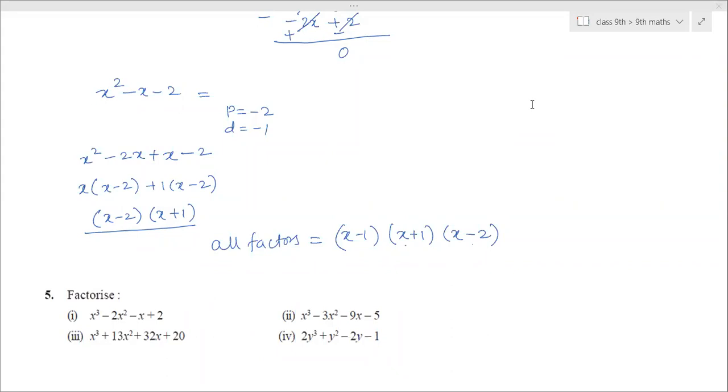Ma'am, I'm not getting that answer. What did you get? Ma'am, I got x minus 5, x plus 1, and x plus 1. Even I got it, ma'am. I also got the same. Two x plus 1s are there and one x minus 5. Yes, ma'am. Okay, then that is also working.